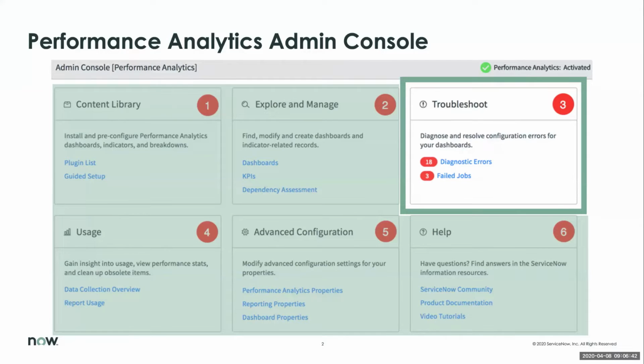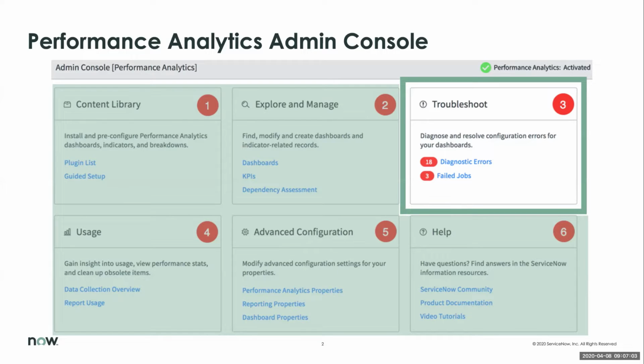In the Performance Analytics admin console, one of the cards is called troubleshooting. It's the number 3 card, as you can see on the screen, and it talks about diagnostic errors and potentially failed jobs. And both of these I will touch upon in the demo.